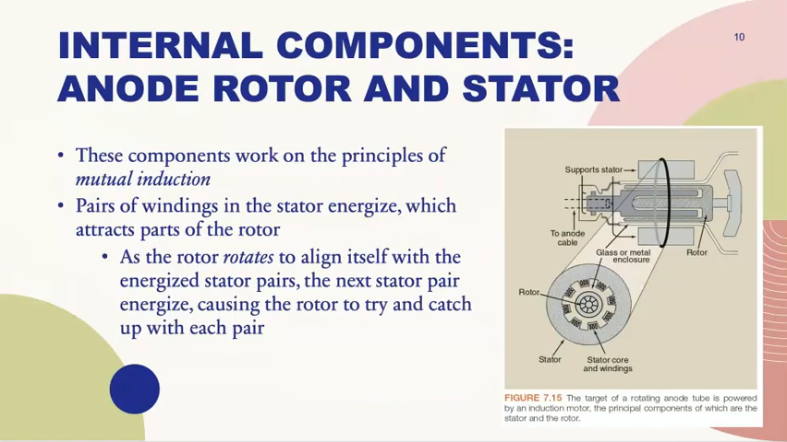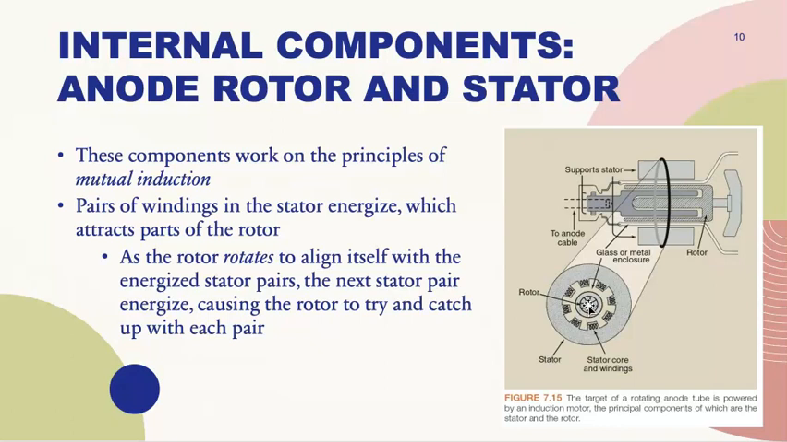So the rotor and stator we touched on briefly when we were talking about mutual induction. There's no physical connection between the rotor and the stator. Instead, what happens is the stator has these windings they show you here. The pairs of windings, so for example this one and this one over here, will energize. And basically what that means is they'll start to act kind of like a primary side of a transformer. And what they're going to do is induce energy into the rotor.